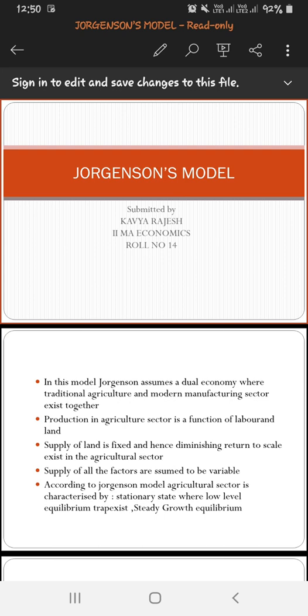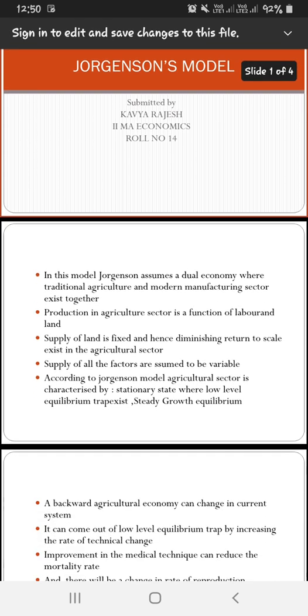First we look into what is meant by the Jorgenson model. The Jorgenson model of a dual economy. In the model, Jorgenson assumes a dual economy where traditional agriculture and the modern manufacturing sector exist together.